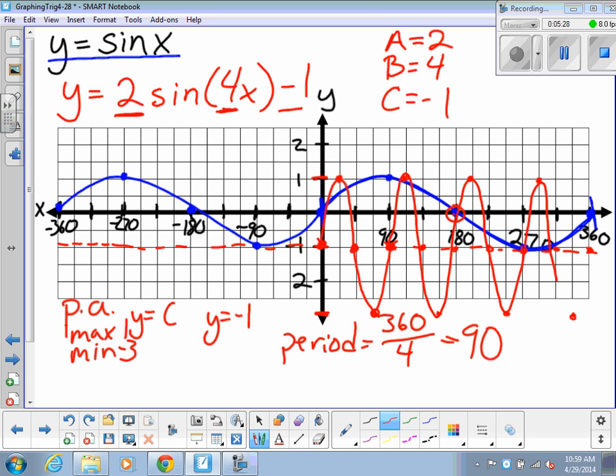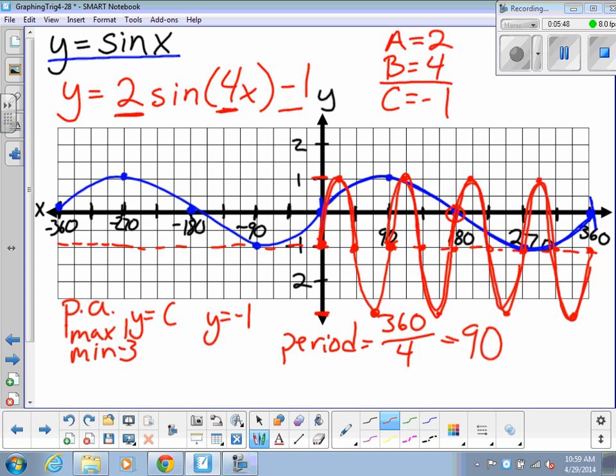Make sure that you remember that this is a wave or a curve, so the graph needs to be nice and smooth. It shouldn't be pointed at all. And if you look here now from 0 to 360 degrees, you can see that we've done 4 full cycles. That's because our b value is 4.